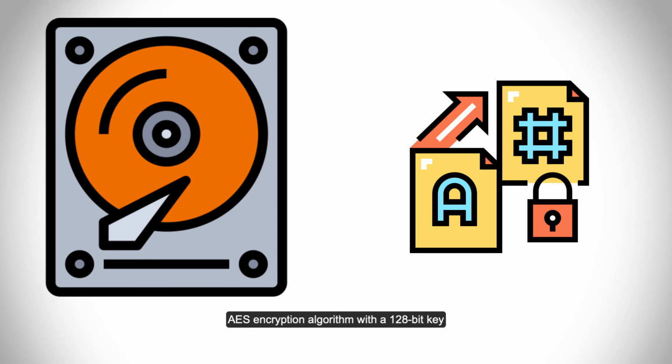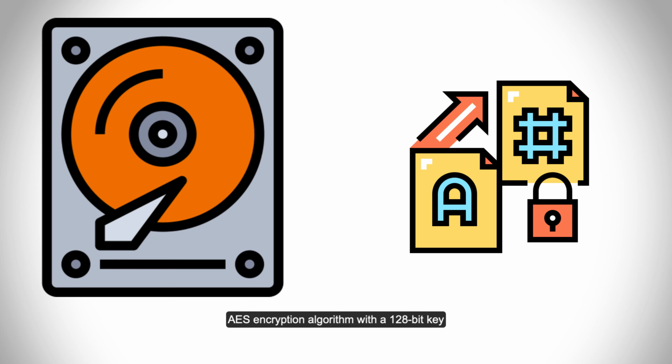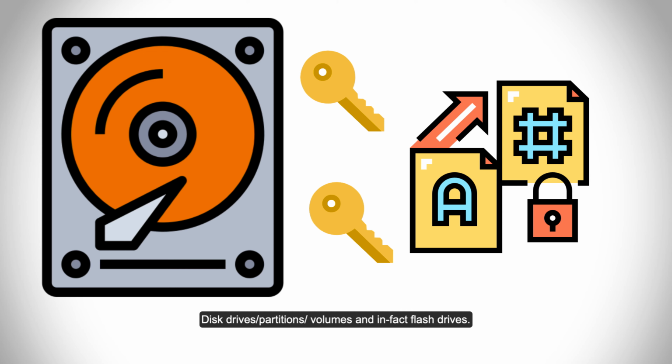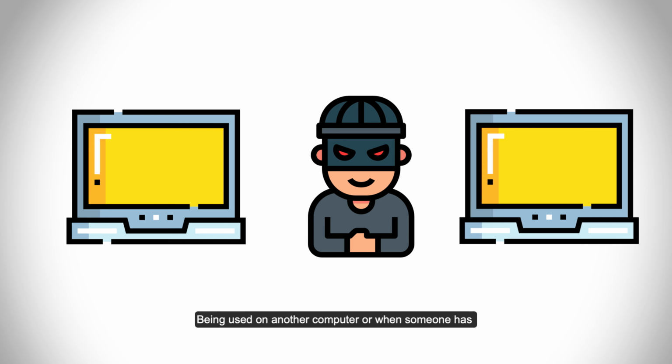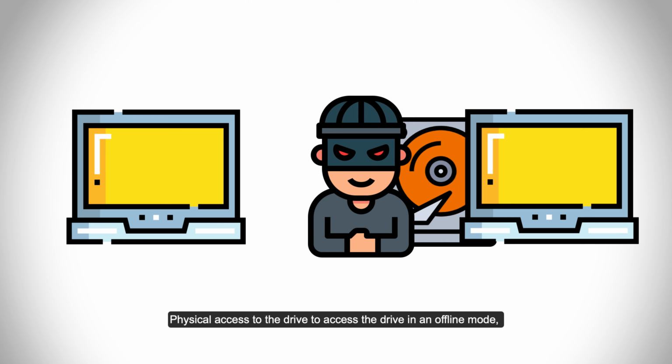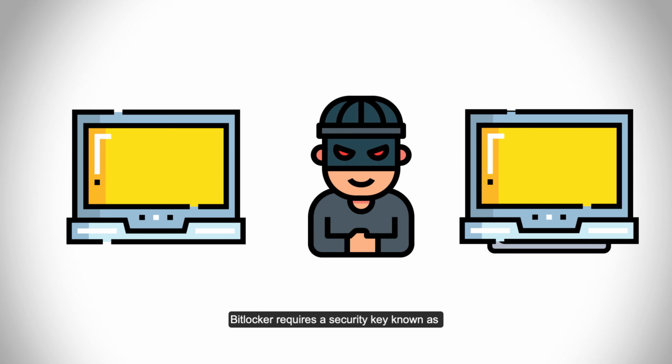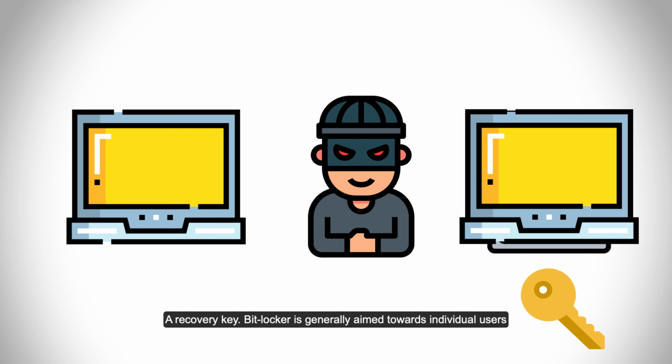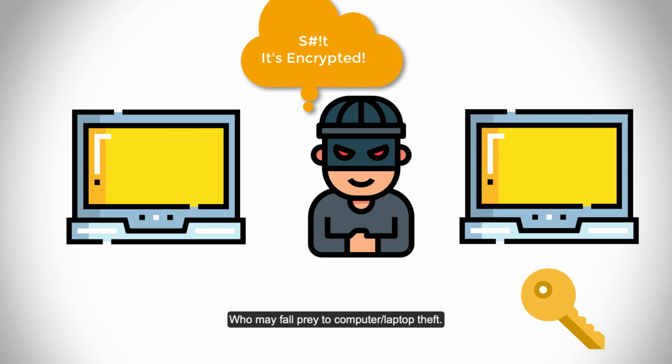BitLocker uses an AES encryption algorithm with 128-bit and even 256-bit keys to encrypt disk drives, partitions, volumes, and in fact flash drives. It protects the data when a hard drive is stolen and is being used on another computer, or when someone has physical access to the drive. To access the drive in an offline mode, BitLocker requires a security key known as the recovery key. BitLocker is generally aimed towards individual users who may fall prey to computer or laptop theft.